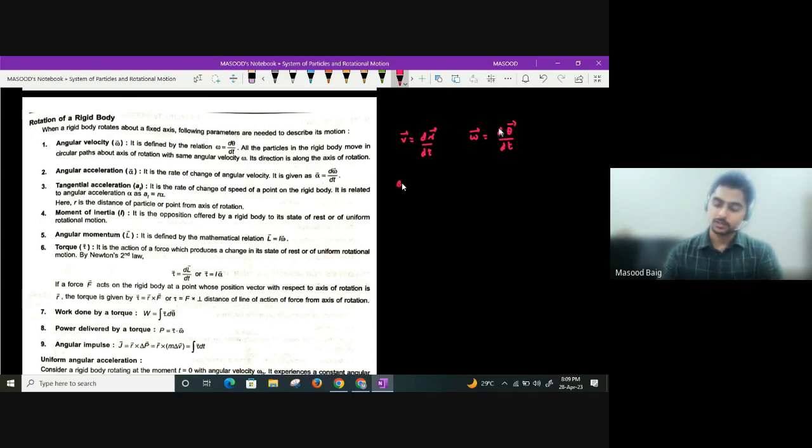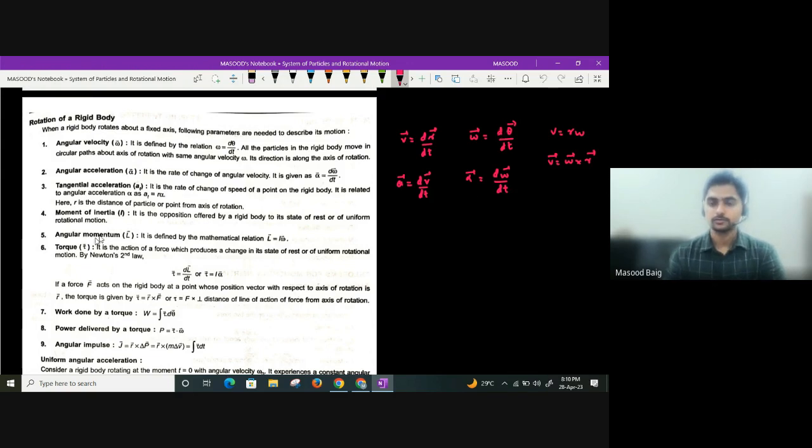In the same manner, what is acceleration? It is dv bar divided by dt. Here we'll have angular acceleration. It is given as d omega bar divided by dt. Now there is a relation between velocity and angular velocity. What is it? Between speed and angular speed, we know v is equal to r omega. But in velocity terms, what is it, beta? It is omega bar cross r bar. Right?